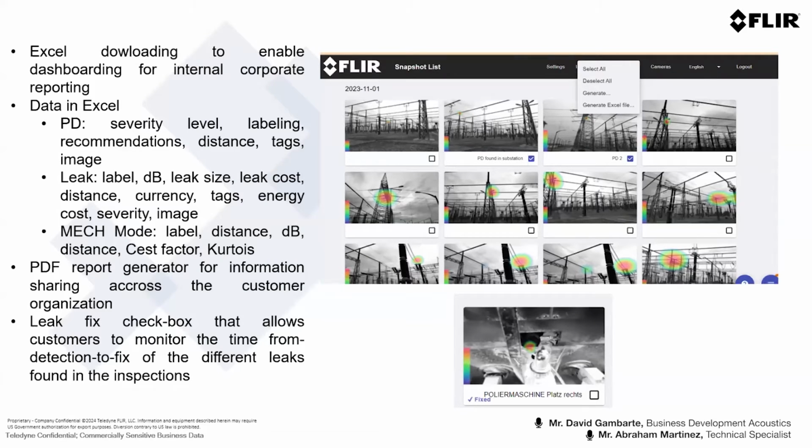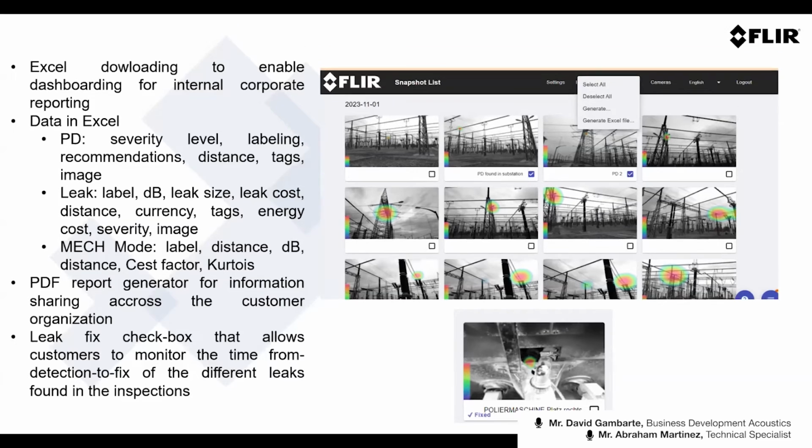In leak, we have labels added, level of decibel, the leak size, the leak cost, the distance, the currency. If you set different currencies or one currency for all your snapshots, of course, the tax, the energy cost, the severity level, the kind of the size and the image. And in mechanical mode, we have label, distance, decibels, and these two statistics data that are helping you to make educated decisions are crest factor and kurtosis. So once you find mechanical mode issues, you will be able to analyze this and go for further inspection on the components where you're finding mechanical mode issues or mechanical faults.